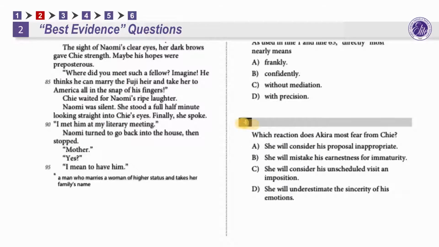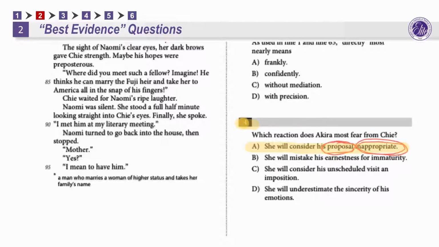Question 4. Which reaction does Akira fear most from Chair? Previously, I decided that the answer is A. She will consider his proposal inappropriate. There are 2 important words in this answer. First, the word proposal, which is the subject. Secondly, the word inappropriate, which is the qualifier or modifier. So I know that my answer to question 5 will probably have information that matches these 2 words.